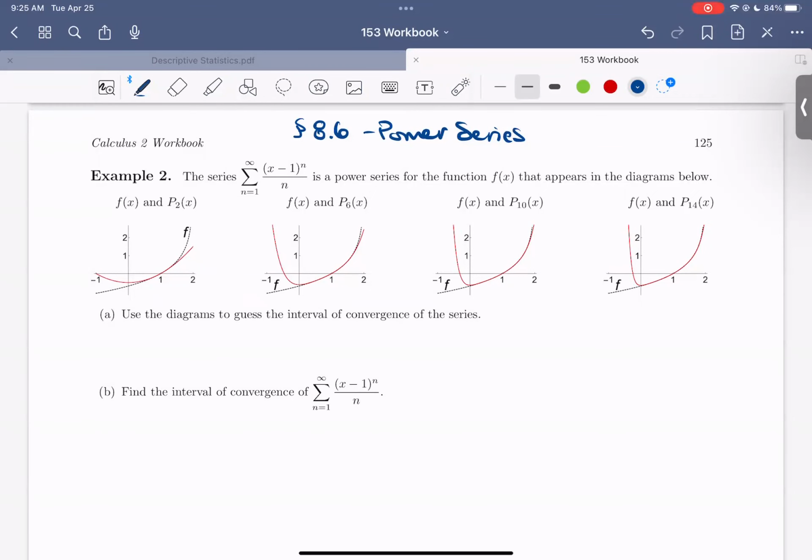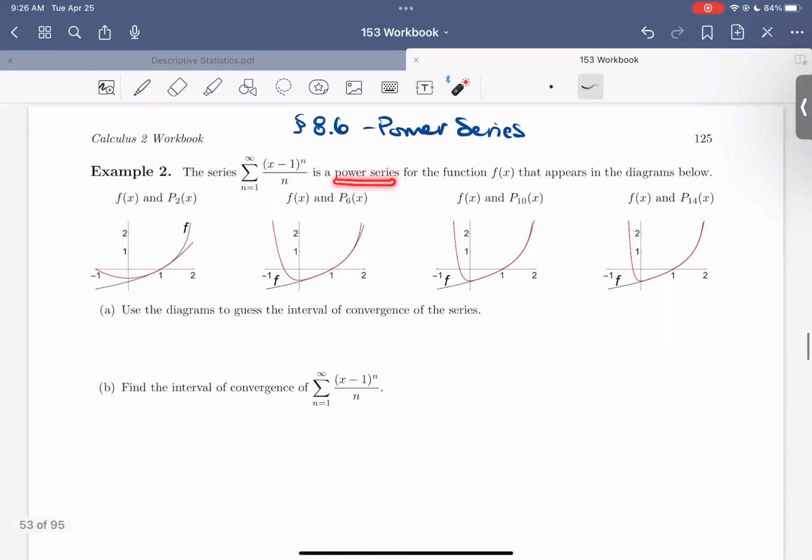In this video, we're going to look at example 2 in section 8.6 of our workbook on power series. Ultimately, in this example, we are going to be computing an interval of convergence for a given series. That's going to be in part B, but let's get started with part A. We're given this series here, n equals 1 to infinity of (x minus 1) to the n over n.